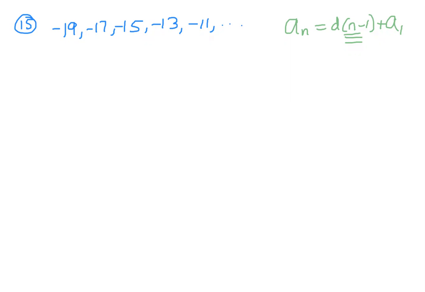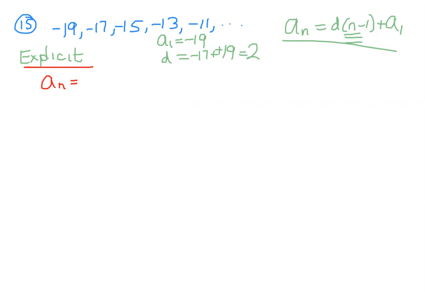So for an arithmetic, the explicit, we're going to use this. So in this one, A1 equals negative 19, and D equals negative 17 minus negative 19, which is 2. So to find the explicit here, we're going to say an equals 2 times n minus 1 plus negative 19, and then go ahead and simplify this and get an equals 2n minus 21.